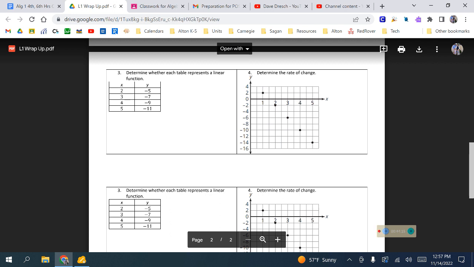Who cares if it's a table or if it's a graph? You guys are used to graphs. On the graphs, rise and run, make the triangle. We've done that before. That's nothing new. Rate of change is the slope. What are the y's doing? Positive or negative slope? Negative. So let's go calculate that negative. Give me the directions. What are you doing to go from point to point? Down and to the right.